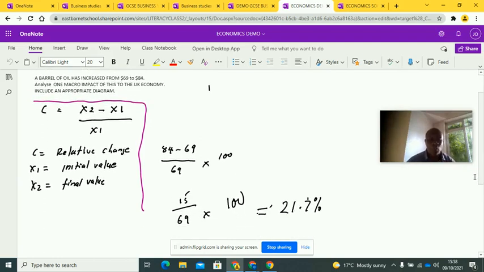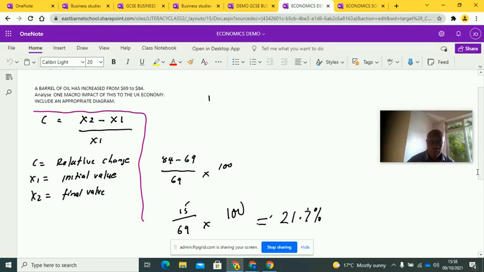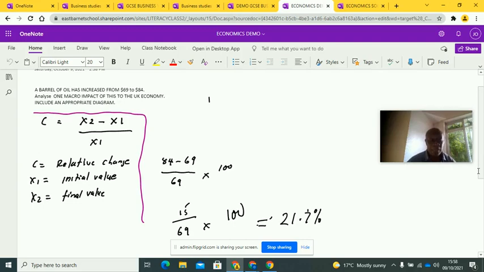So it's gone up by 21%. The barrel of oil has gone up by 21%. So what is the macro impact of that? First of all, you need to draw a diagram. So let's think about classical. How would the classical theory present this situation?